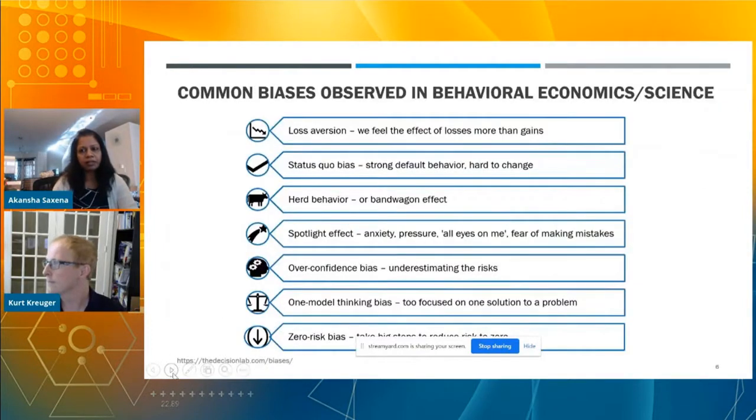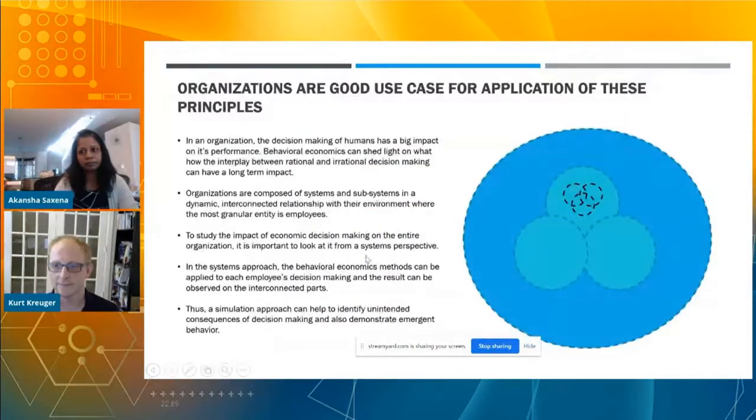Many different biases are studied in behavioral economics, and we are listing some of them here. They are not all; there are many more in the literature. Loss aversion, status quo, herd behavior, spotlight effect. Many of these are studied in this field, and they can be targeted in order to create a positive or intended outcome.